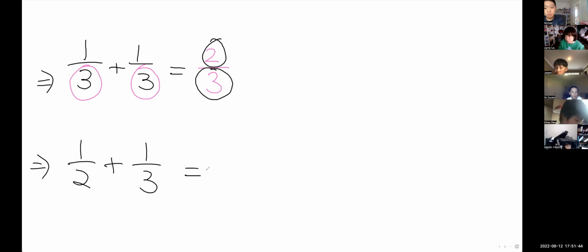Does anybody know that? You have to find the common denominator between 2 and 3. Yeah, common denominator, yes, but it's actually called the lowest common multiple of these two numbers, right? So usually when two numbers are prime to each other, which means they don't share the same factor, it's easy to just multiply them together.